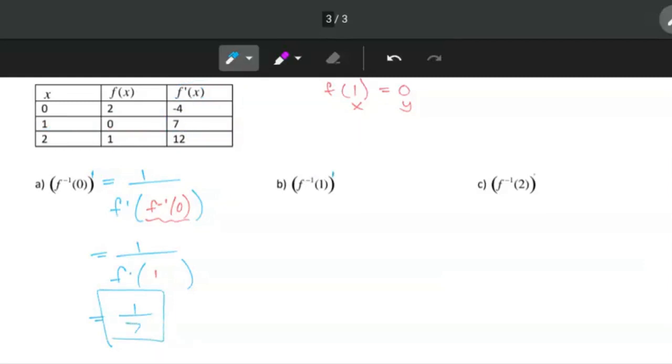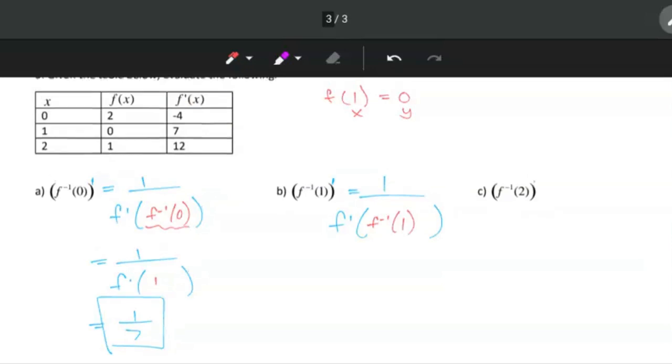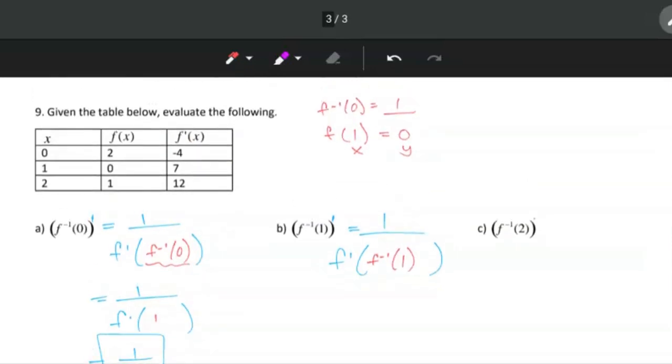A little bit hard to see, but same thing, derivative of the inverse. So the formula was 1 over f prime of the inverse of 1. So we have to figure out what the inverse of 1 is. Again, I would take that off to the side and say, the inverse of 1 equals blank.